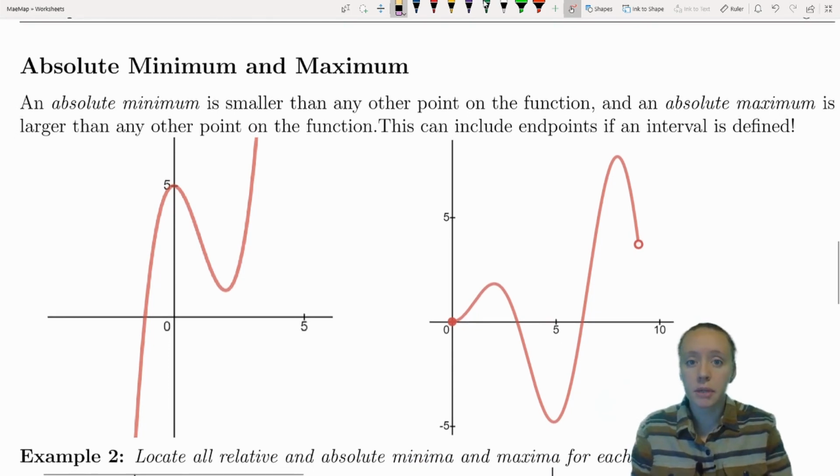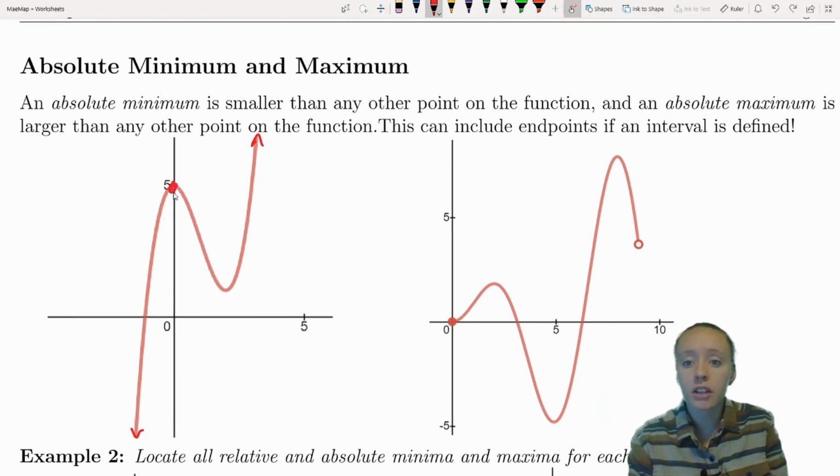So let's look at the first picture. You can see that these are the same exact pictures we had up above. If you remember, here was a local maximum, here was a local minimum. Where's an absolute max and where's an absolute min? Well, think about it. My function is continuing on all the way towards negative infinity, so I have no absolute min.